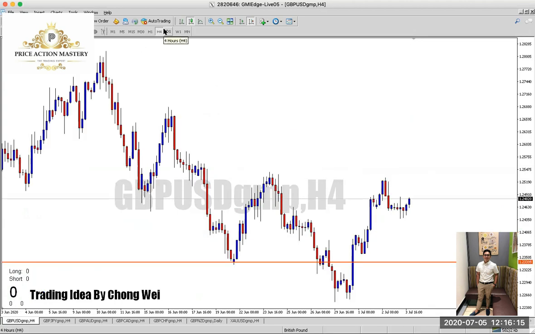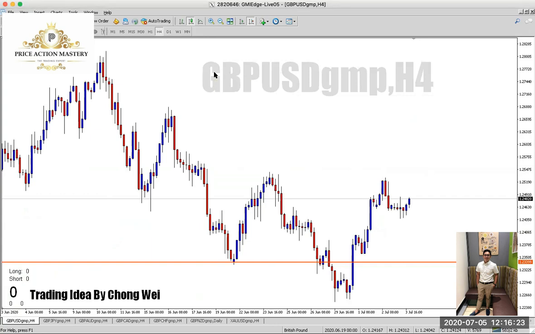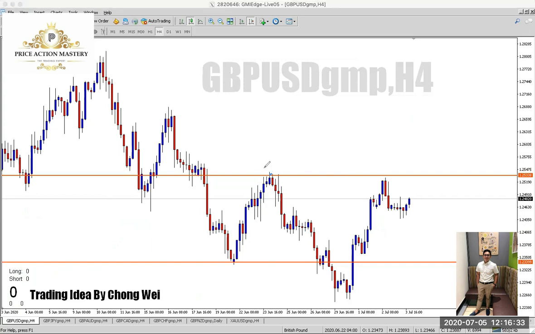Okay, the next one is GBP. Basically we can see the story from left to right. The market has changed from a downtrend into an uptrend already. This level will have a lot of sellers, of course, as we can see last week the market got rejected. So what I expect is that around this area the market will form a setup and go up to touch this level.